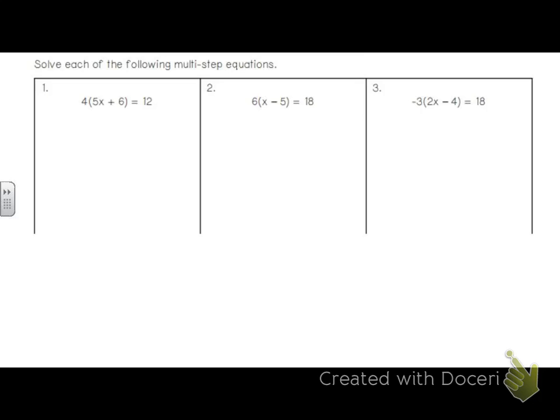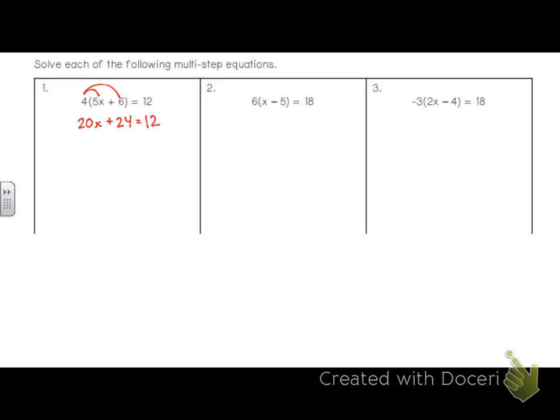So let's go through our steps. Step 1, I see that I have a number on the parentheses and I need to distribute. So I'm going to multiply each term in the parentheses by 4. So 4 times 5x is 20x, plus 4 times 6 is 24. And that is still going to equal 12.